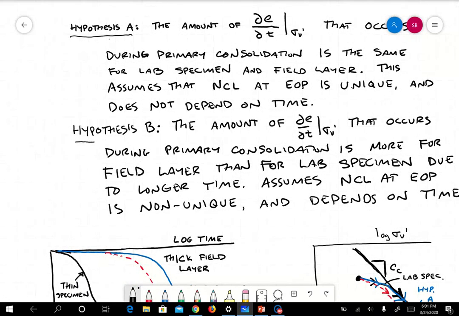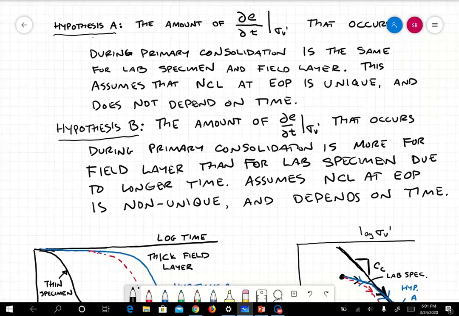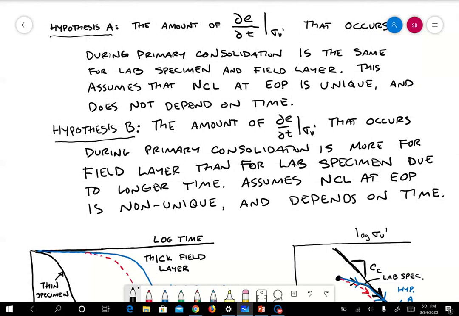We move on to hypothesis B, and that is that the amount of dE dt at constant sigma v prime that occurs during primary consolidation is more for the field layer than for the laboratory specimen, because it takes a lot longer for the field layer to consolidate. So if there's some amount of secondary compression that's always happening, it makes sense that there would be more secondary compression happening in the field than in the laboratory. And that means that by the time we reach the end of primary consolidation, the soil would actually be at a lower void ratio in the field than in the laboratory, because that secondary compression has contributed to reducing the void ratio during primary consolidation.